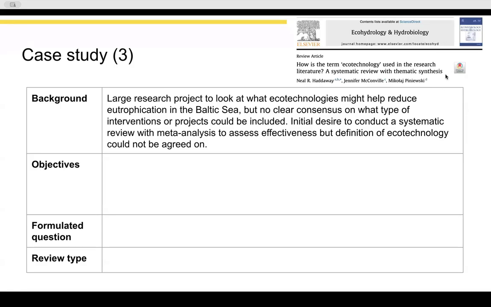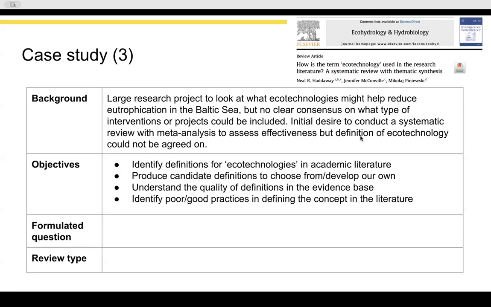And this was part of the project where they got funding to do a review to look at eco-technologies. So not just evidence synthesis, but primary as well. And when the project started, they realized they didn't really have a framework of what counted as an eco-technology or not in a way that was really clearly system boundaried. So we wanted to identify how the evidence base had defined eco-technology and produce candidate definitions that we could then use to make our own and understand how those different definitions differed.